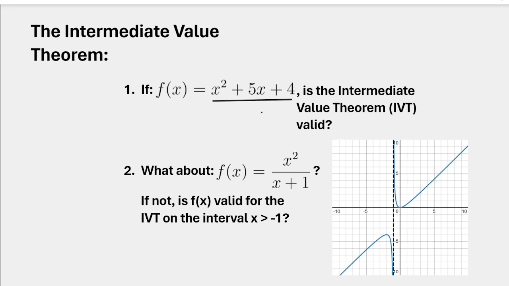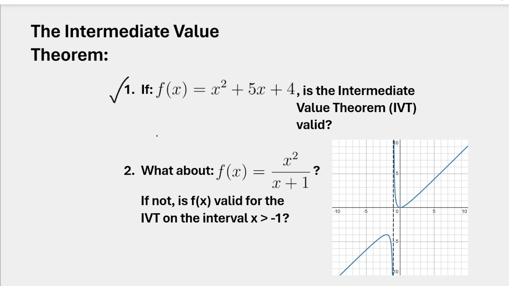We're not dividing by x or anything. We have no x terms in the denominator, which means that we're not going to have any undefined behavior like 0 over 0 or vertical asymptotes. So we don't need to worry about all that. So this is going to be valid for the IVT for all real numbers.